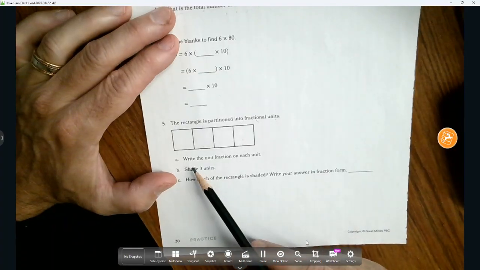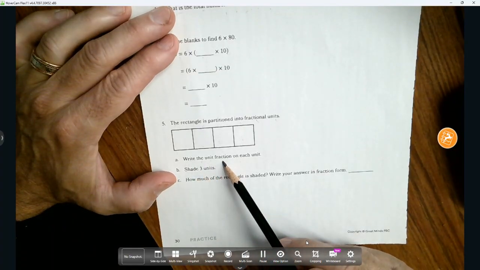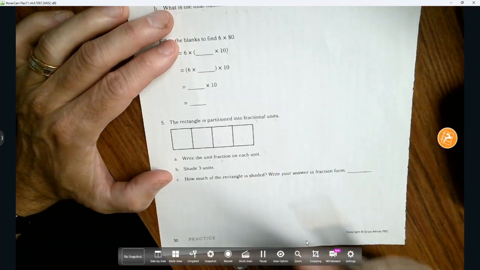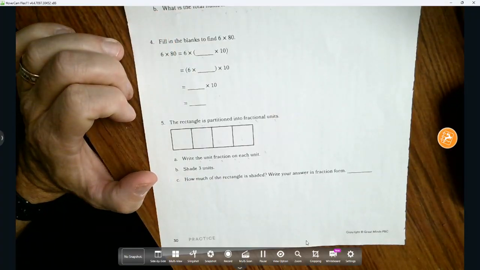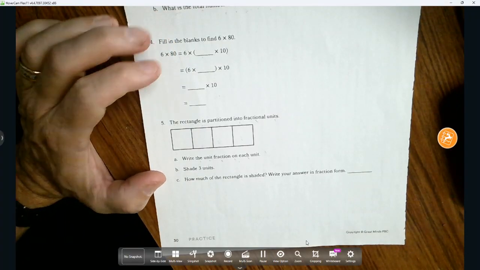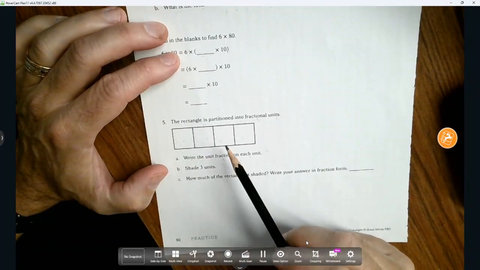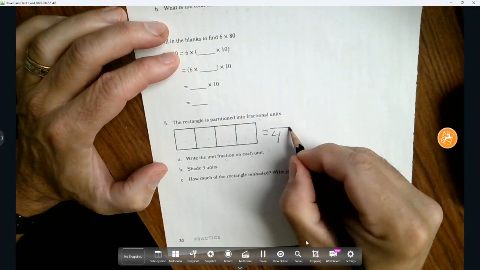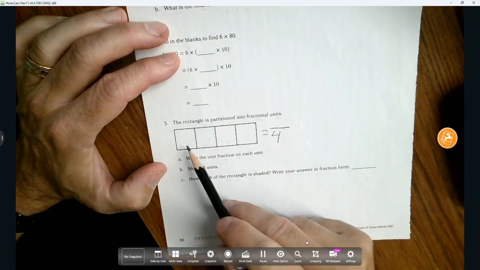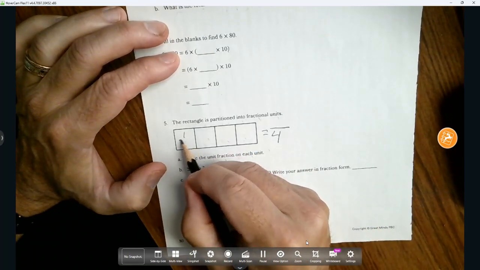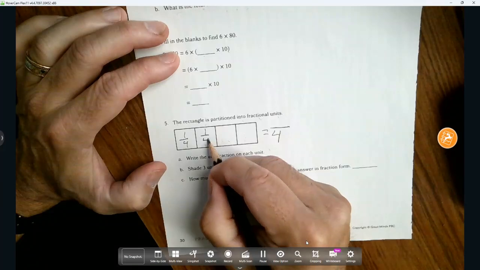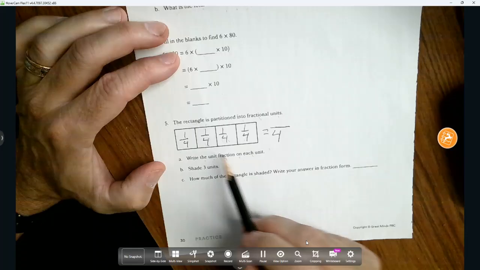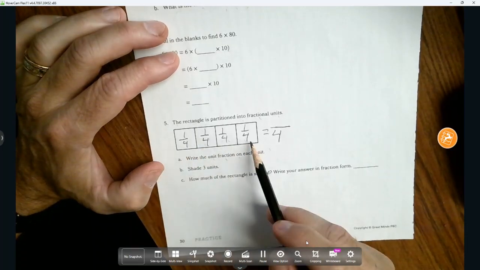All right. Write the unit fraction on each unit. So the unit fraction, we got to figure out how much each of these is worth. All right. So just count your pieces. You have 1 piece, 2 piece, 3 piece, 4 piece. So the whole thing equals 4 pieces, right? Well, each of them is worth 1. So this would be 1 out of 4 pieces, 1 out of 4 pieces, 1 out of 4 pieces, 1 out of 4 pieces. So on the bottom, the number stays the same because they're all the same.